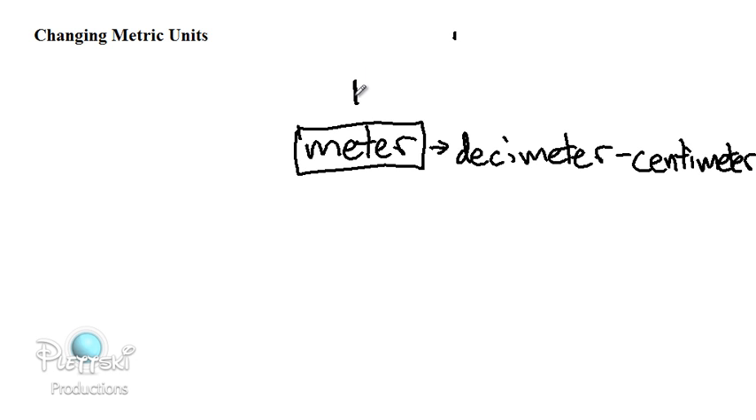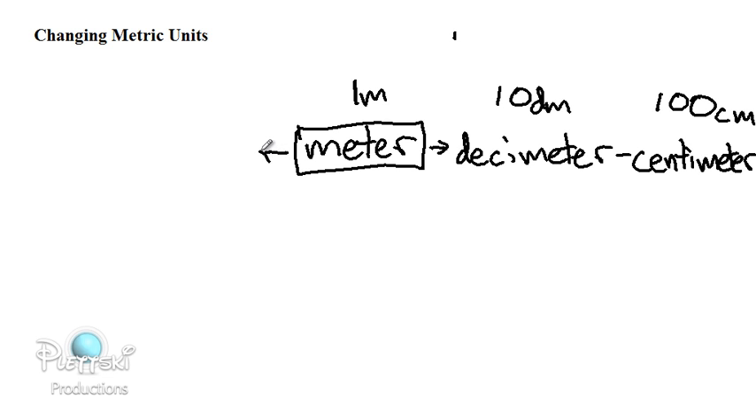So if we had 1 meter, it's actually going to be 10 decimeters. And then 1 meter will also be 100 centimeters. Okay, so 1 meter would be 10 decimeters and 100 centimeters. And we could go smaller yet and go to millimeters, and those you would have 1,000 millimeters in 1 meter.